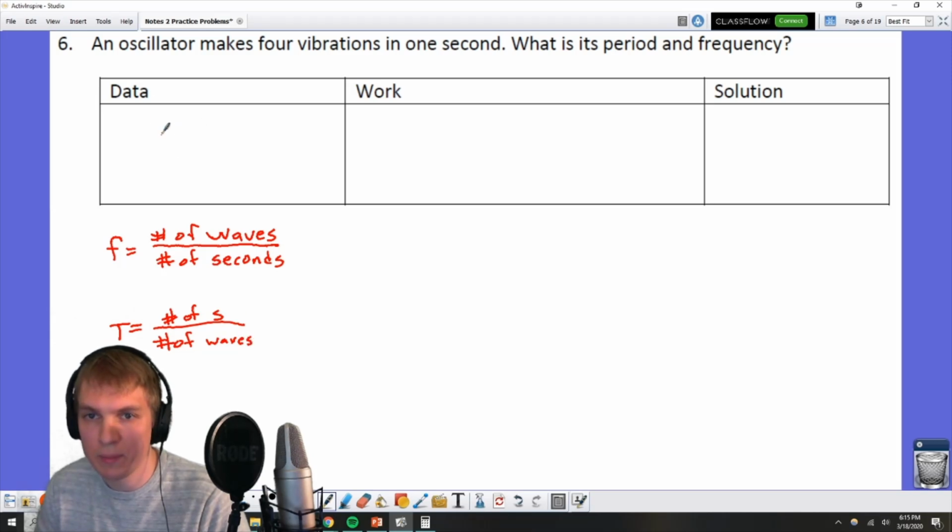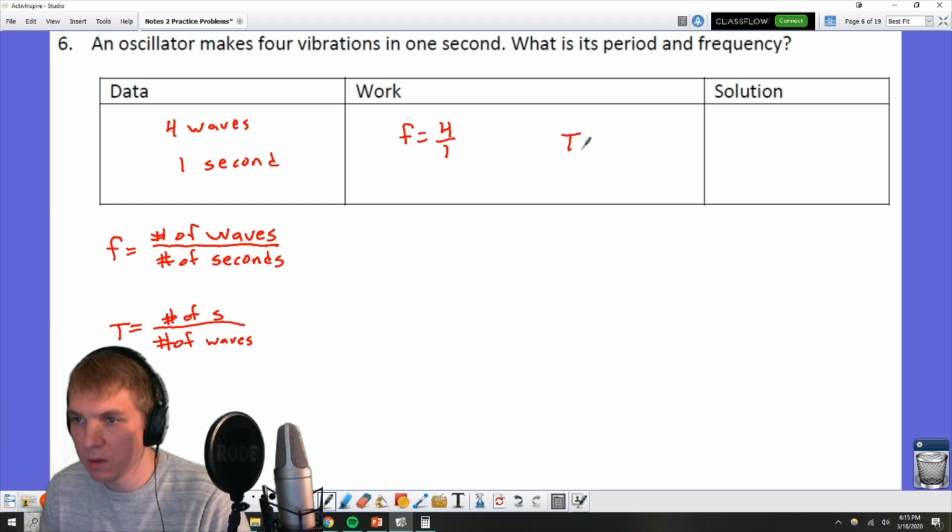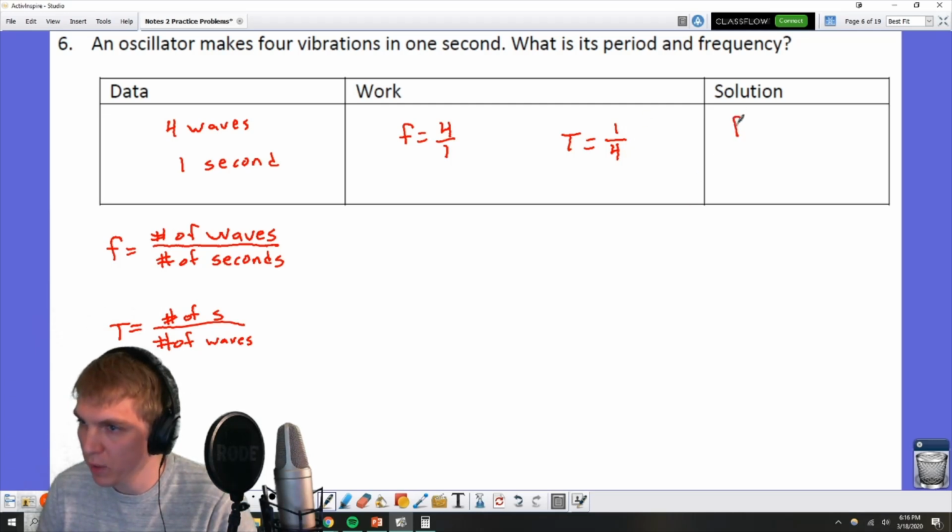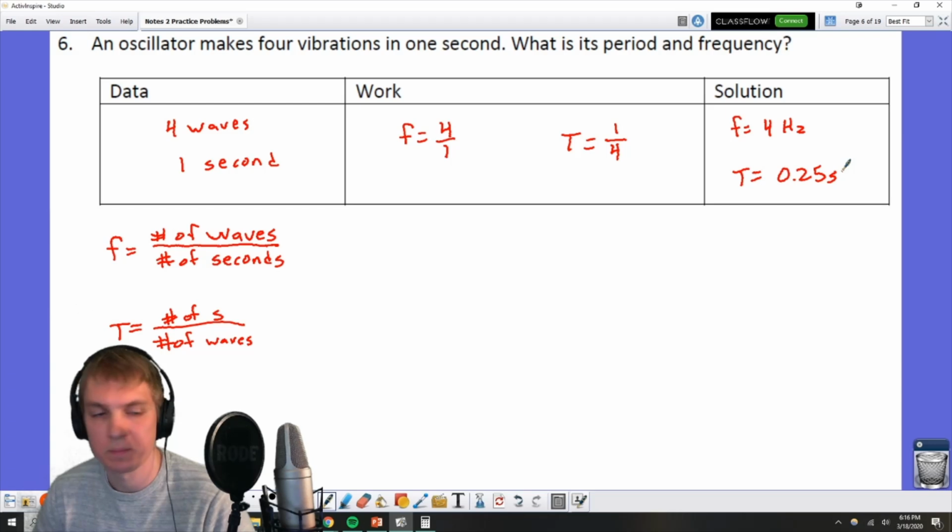All right. So how many waves do we have? Well, it says 4 vibrations. You can say it's 4 waves, and we have 1 second. So now we just have to do the work. Frequency is going to be equal to the number of waves divided by the number of seconds. So 4 divided by 1. Easy. Period is going to be the number of seconds, so we have 1 second divided by 4 waves. That's also easy. So now we just put in the solution. Frequency is equal to 4 hertz, and period is equal to 0.25 seconds.